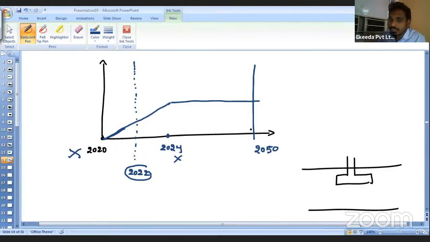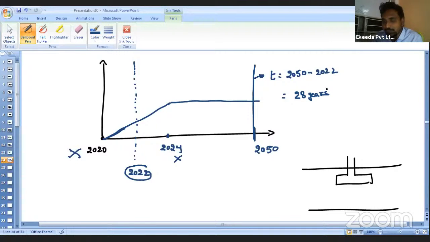So if you want to estimate the settlement for the year 2050, then we have to take the time span. That is nothing but 2050 minus, what is the center of the point? 2022. That means if you want to find the settlement in the year 2050, then you have to take the time span of 28 years. You should not take 30, you should not take 26. Okay, so this is for finding the settlement if the time span is given.